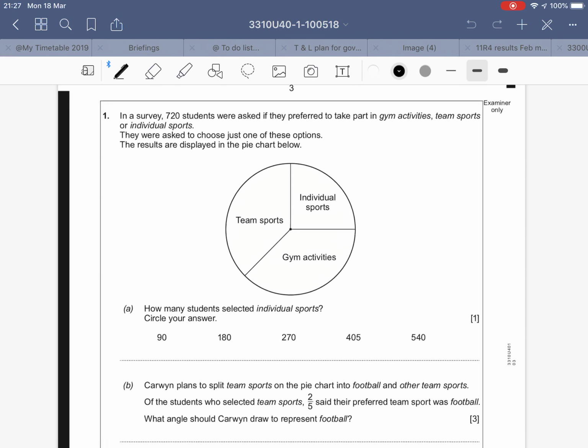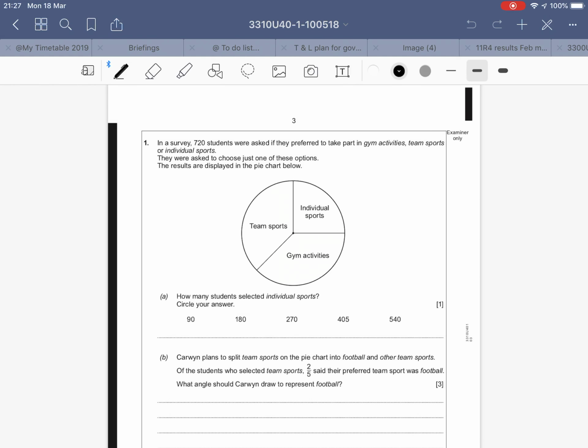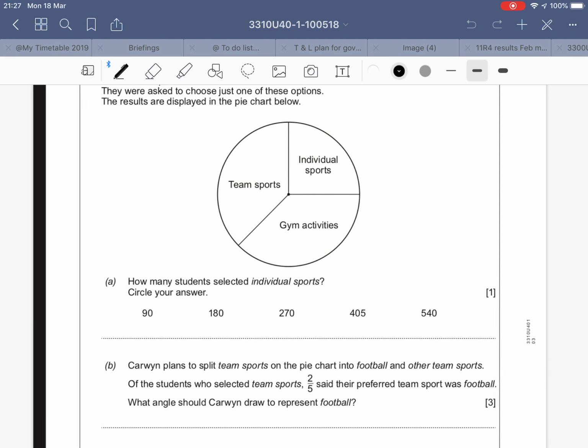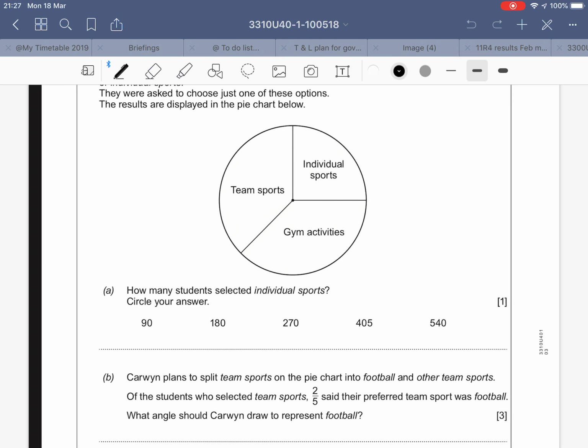So starting with question 1, in a survey 720 students were asked if they preferred to take part in gym activities, team sports or individual sports. They were asked to choose just one of these options. The results are in this pie chart here. How many students selected individual sports?